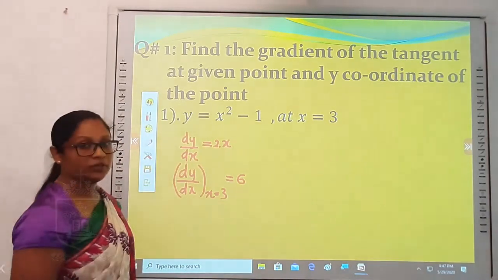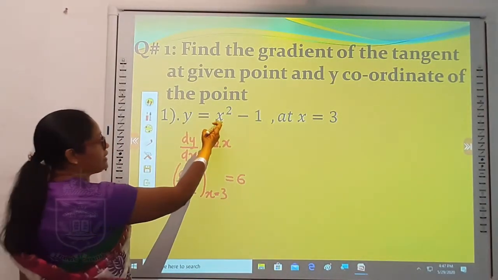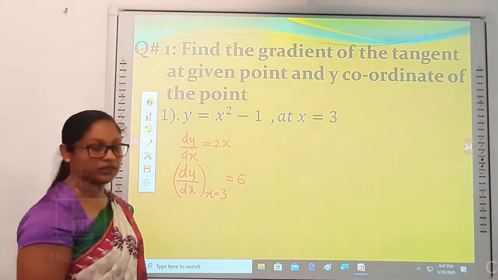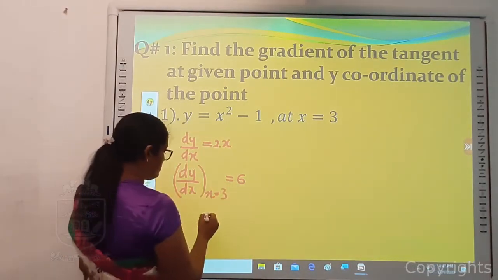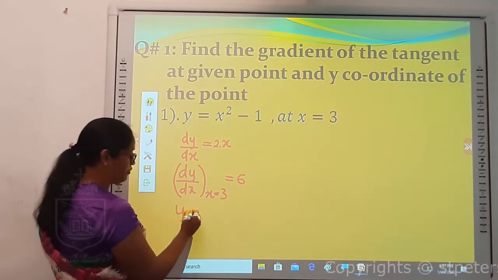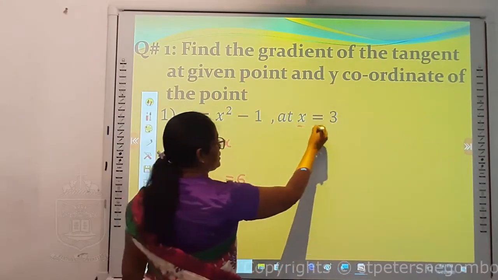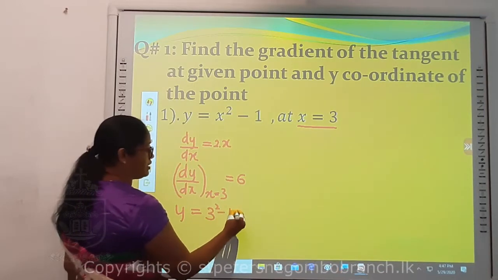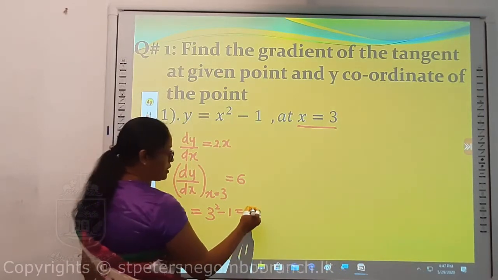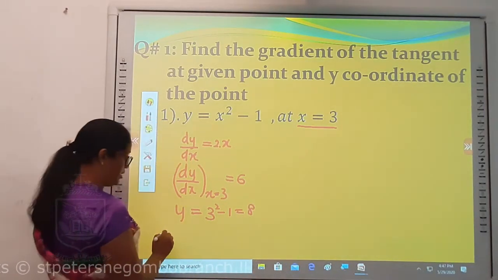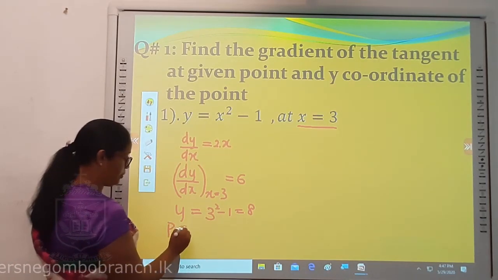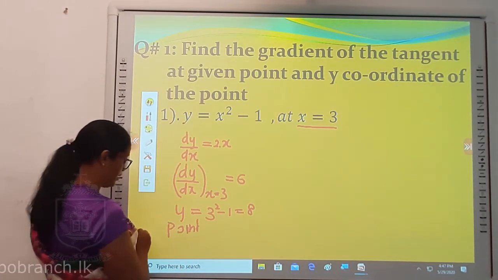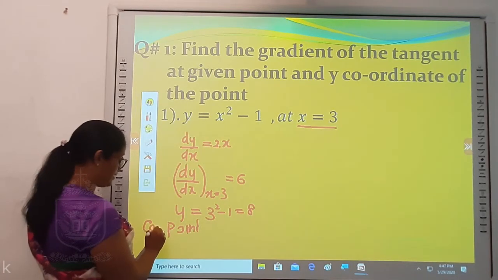So to find the y coordinate, we can replace x equals 3 in the function, right? So I am going to find y when x equals 3. So it is 3 squared minus 1. So it is 9 minus 1, which means 8. So we will be finding the coordinates of the respective point.